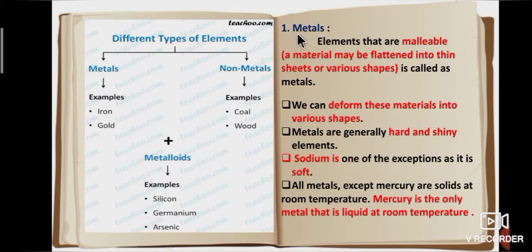Let's see the first one, metals. Elements that are malleable, that is, a material that may be flattened into thin sheets or various shapes, are called metals. We can deform these materials into various shapes.